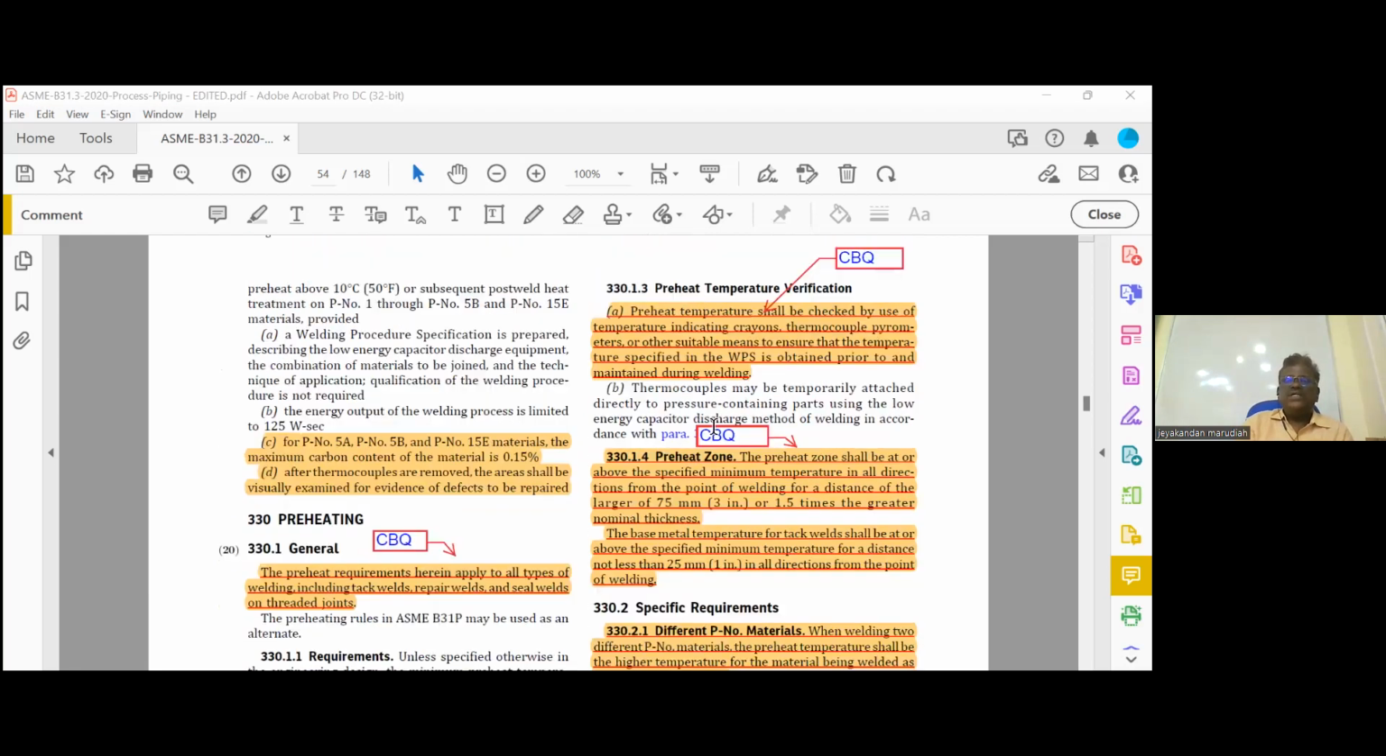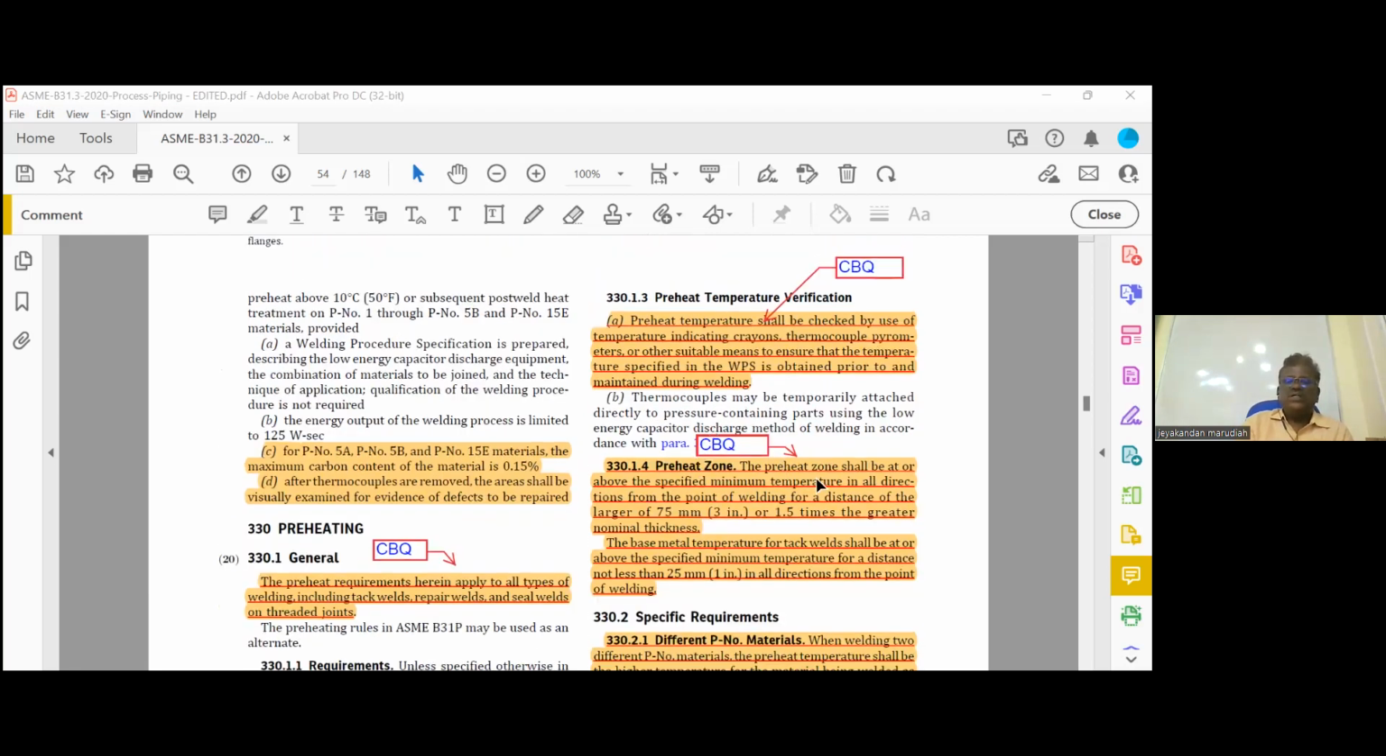Then how much area do you have to preheat? That is again a closed book question. The preheat zone shall be at or above the specified minimum temperature in all directions from the point of welding for a distance of the larger of 3 inches or 1.5 times the nominal thickness. Tack weld, it is only 1 inch. Next paragraph. The base metal temperature for tack weld shall be at or above the minimum temperature for at least 1 inch in all directions.